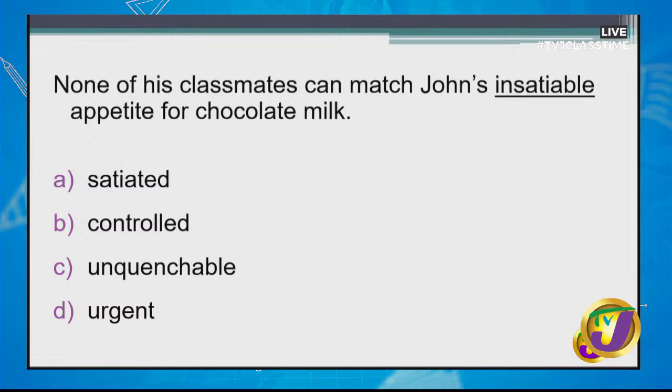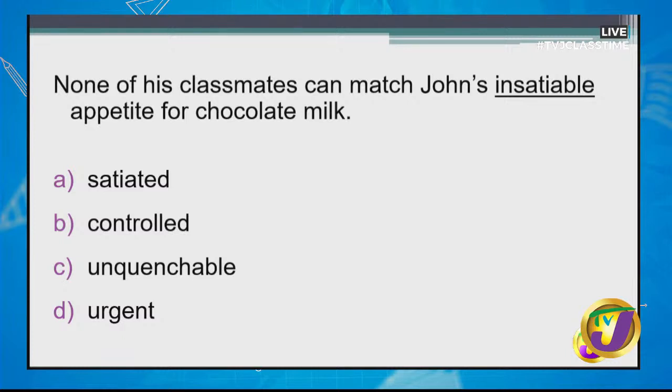None of his classmates can match John's insatiable appetite for chocolate milk. Our word is insatiable. What meaning can you get out of the sentence? Even if you've never heard that word before, what do you think insatiable means? It says none of his classmates can match his insatiable appetite. So something about insatiable means something that what? You can't what? Or you can what?